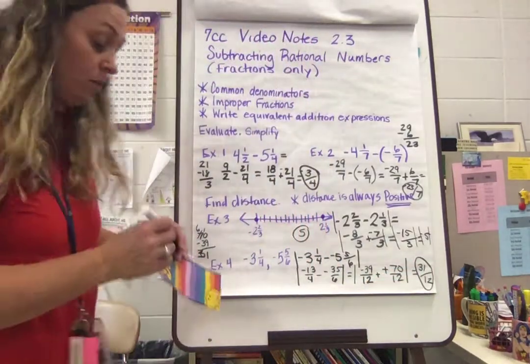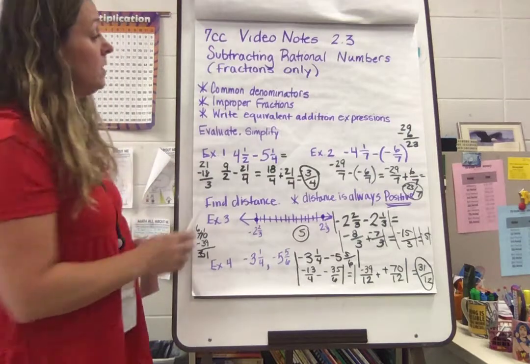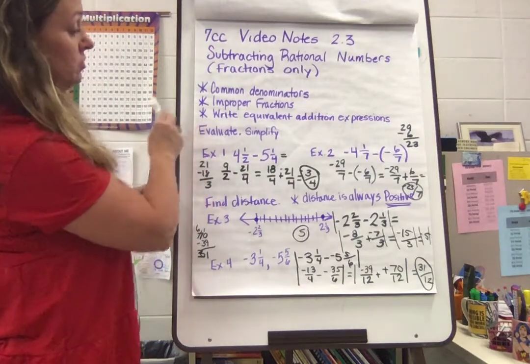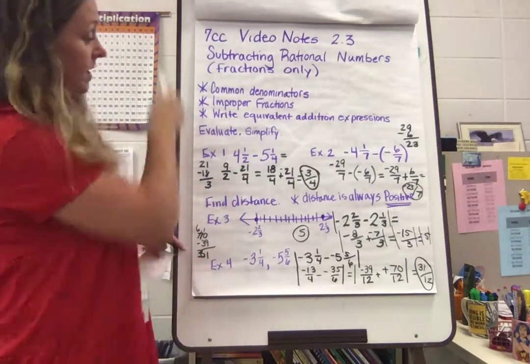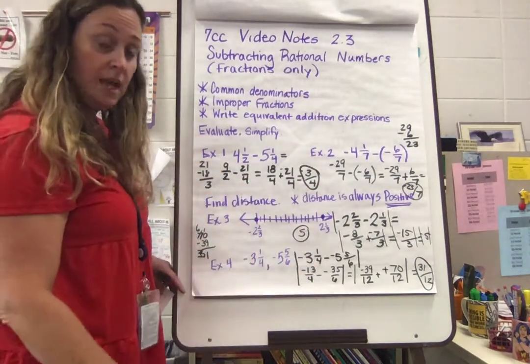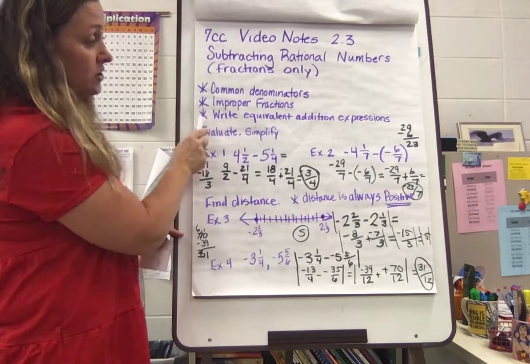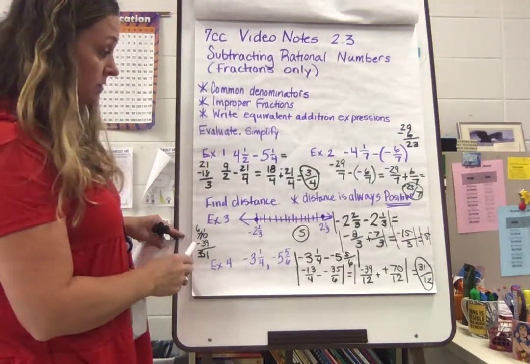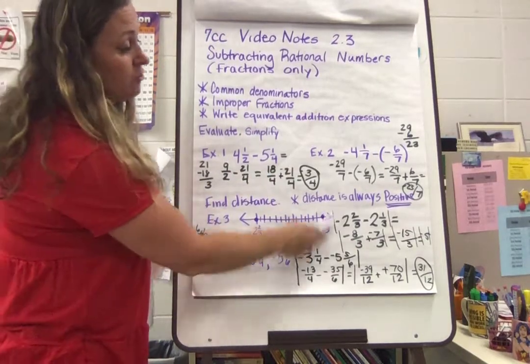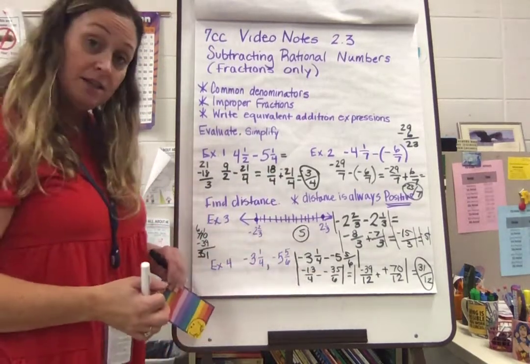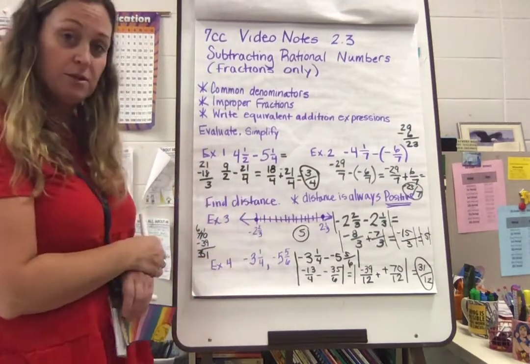So let's recap what we've done. Throughout the video, anything that I write, you write. You should be starting and stopping to make sure that you can copy down. On the sides, you're writing questions and taking notes. Making sure you have common denominators, improper fractions, and writing equivalent addition expressions, and following those steps. When you have distance, you're making sure that your answer is positive by subtracting the two numbers and finding the absolute value.